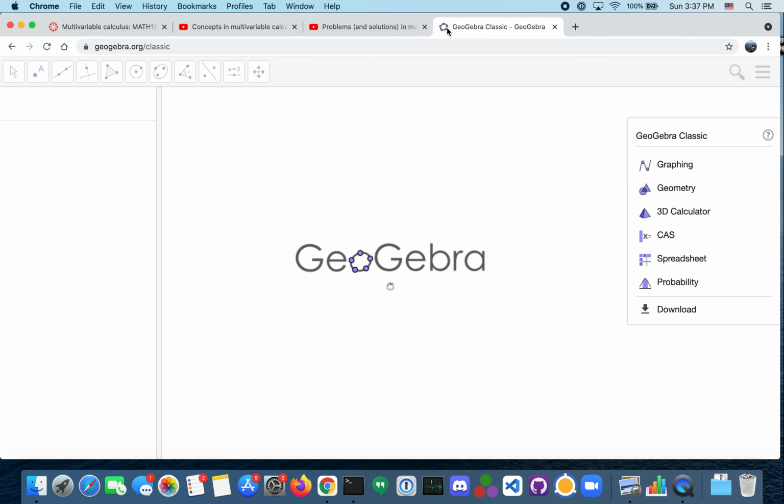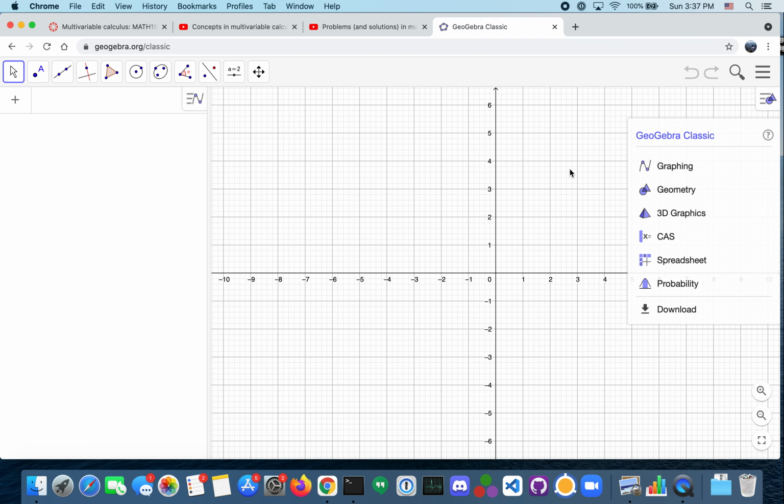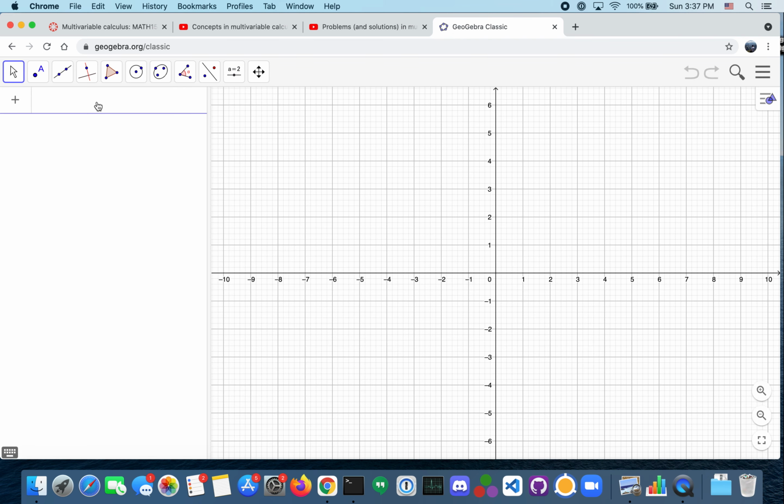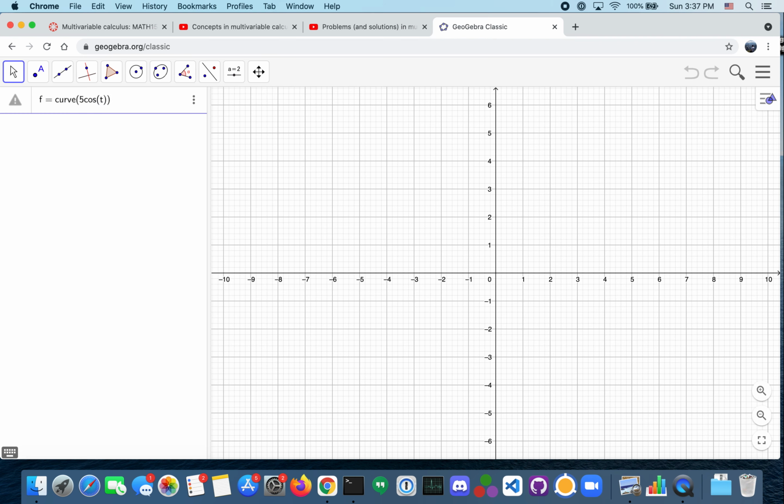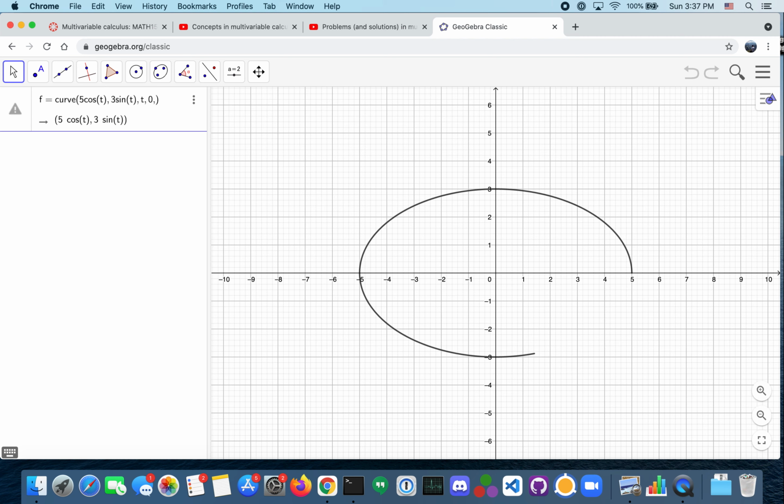GeoGebra Classic. Let's just stay in the plane at first. So I'm going to create a curve. Let's say f equals a curve, and let's make it an ellipse, like 5 cos t, comma, the second coordinate function will be, let's say, 3 sine of t. And we're going to let t vary from, let's say, 0 to 3. It would look like that. Could go to 4, could go all the way to 5. We're going to get the whole ellipse if we keep going. Let's actually just go to 3. Or we could go to 2.8. I don't know. That'll be enough for us.